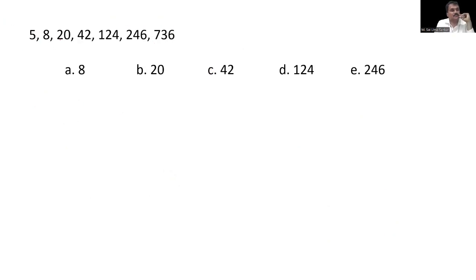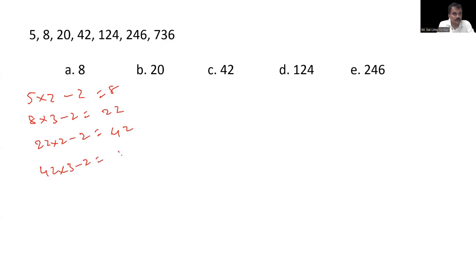5, 8, 20, 42, 124, 246, 736. Okay. Suppose 5 into 2 minus 2 is equal to 8. 8 into 3 minus 2 is equal to 22. Suppose 22 into 2 minus 2, that is equal to 42. Next, 42 into 3 minus 2, 124. 124 into 2 minus 2, they got 246. And 246 into 3 minus 2, 736.